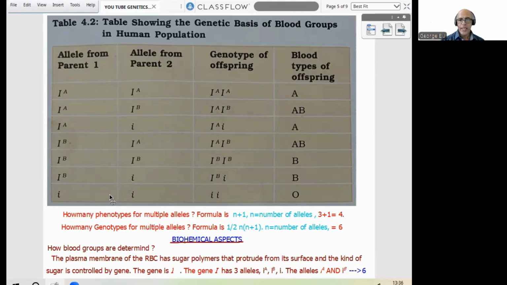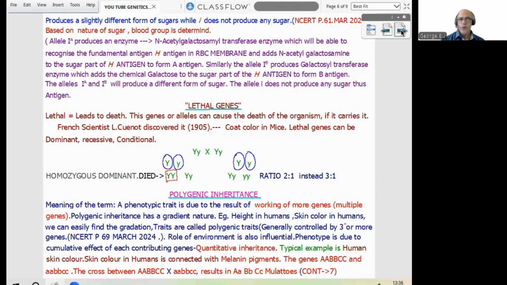Alleles IA and IB produce slightly different forms of sugars, while small i does not produce any sugar. This is given in NCERT page number 61, March 24 edition. Based on the nature of the sugar, blood group is determined. Simple explanation. Now, further expansion, in a more biochemical way.